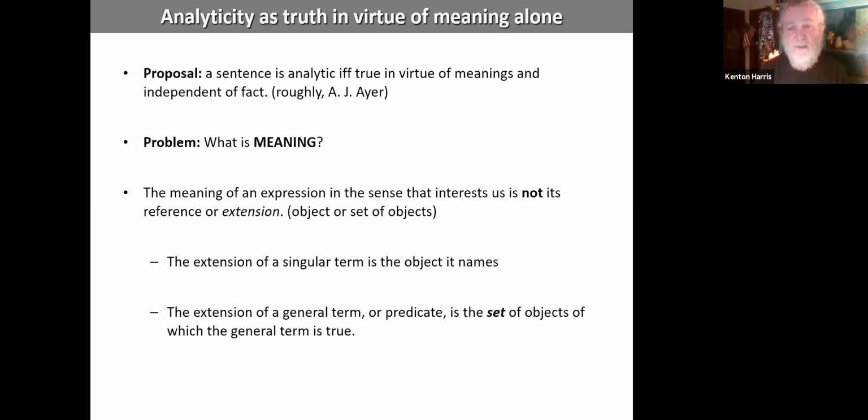Now, what do you mean by an extension, right? Well, the extension of singular terms would be the objects it names. So for instance, the extension of cat would be all and only objects in the category of cat. The extension of, I could say dog, but you get the idea. Extension refers to the things, the set of objects that are named by that term. The extension of a general term or predicate is the set of objects which that general term is used to reference.